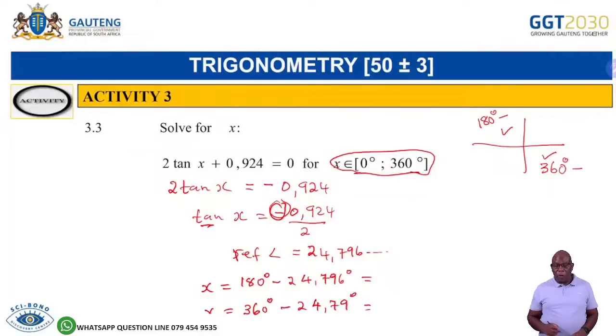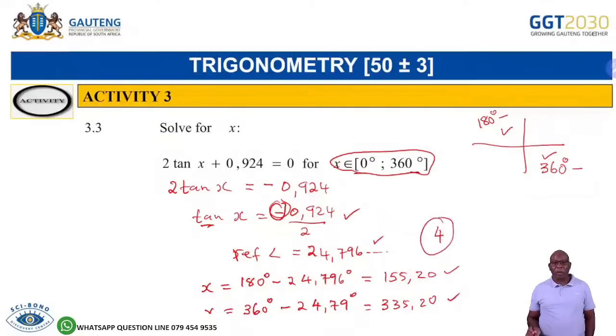All right. So there you go to your calculator. Then the first one will be 155.20. The other one will be 335.20. So these are my two answers. We are going to mark those answers, and we are going to mark the reference angle. So you can get up to 4 marks on this question.